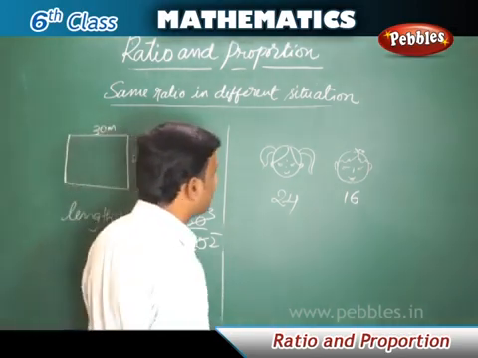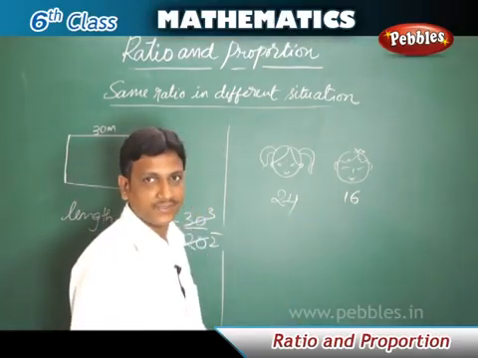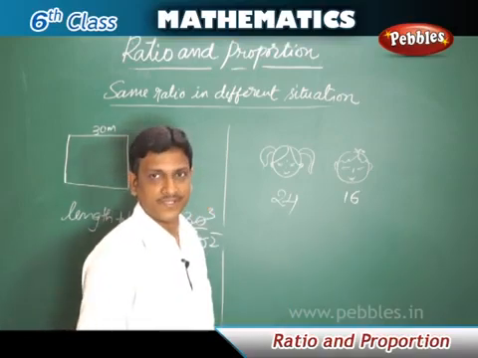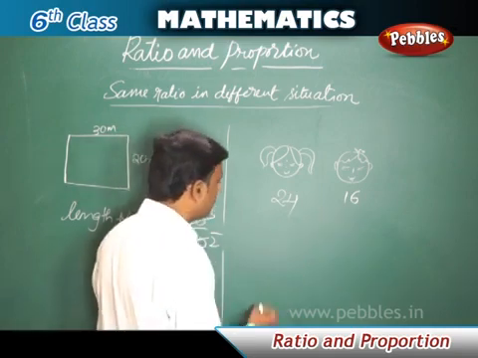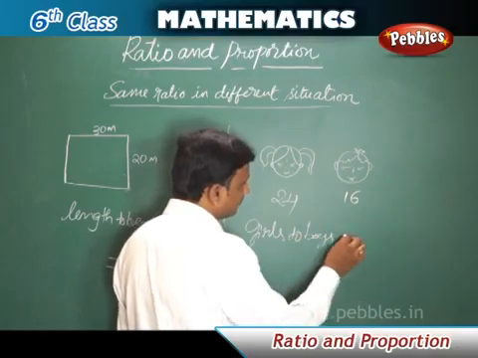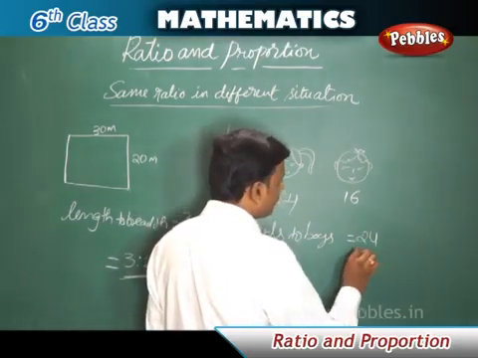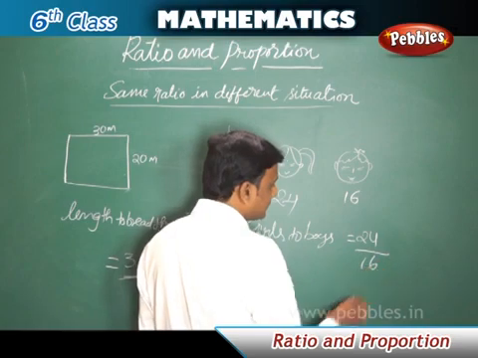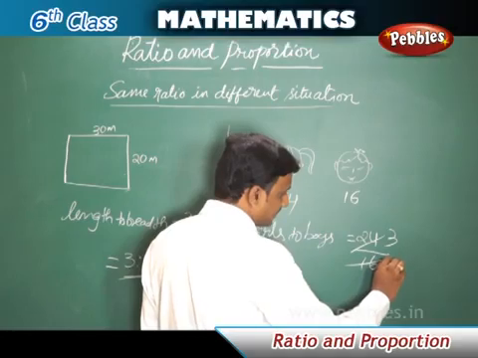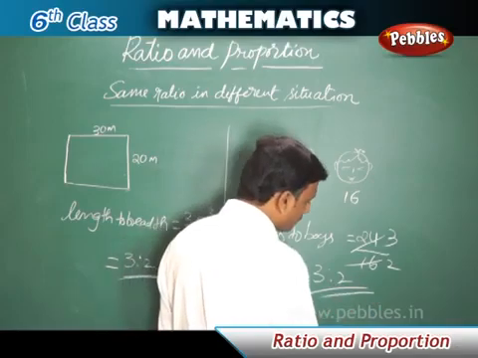Now let us come to the second situation. Here there are some girls and boys who are going for a picnic. Now we are going to find the ratio between the girls to boys who are going to the picnic. The ratio of girls to boys. So girls, the first term 24, and the consequent boys 16, 3 and 2. 8 threes, 8 twos. So 3 is to 2.